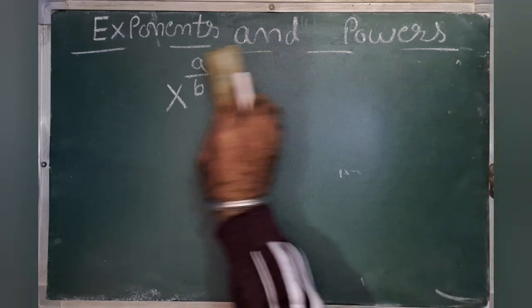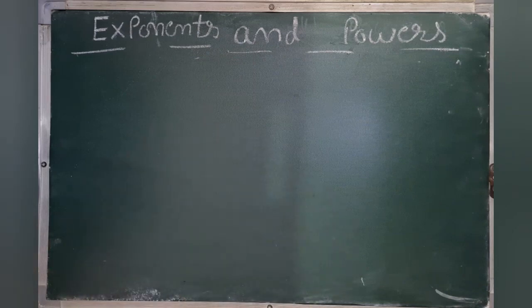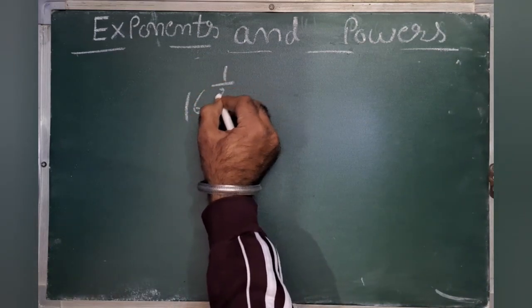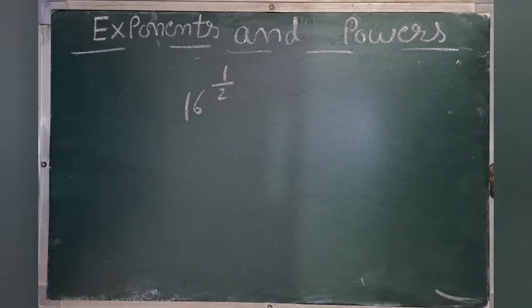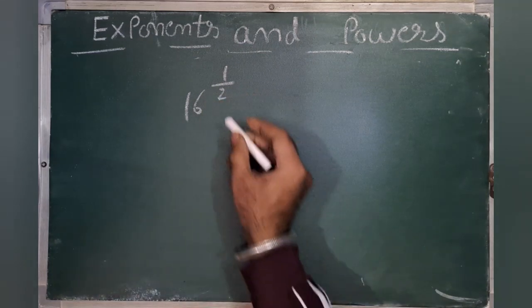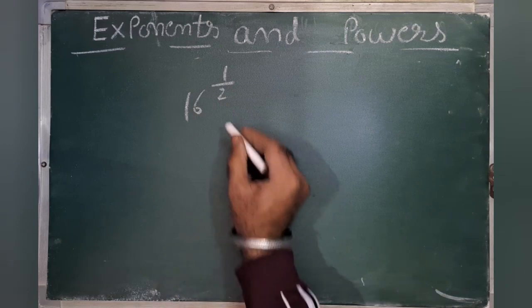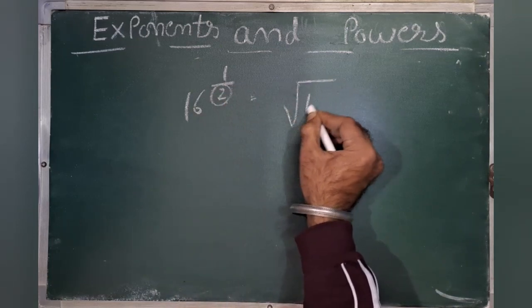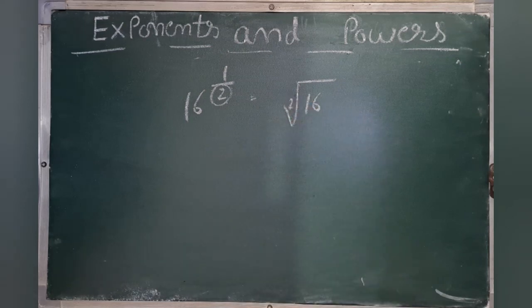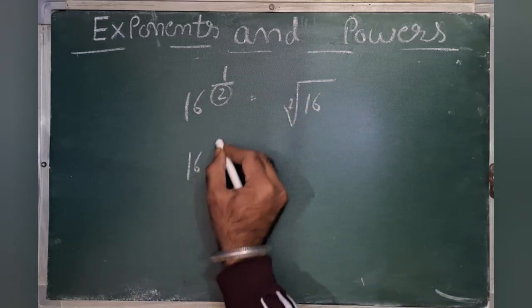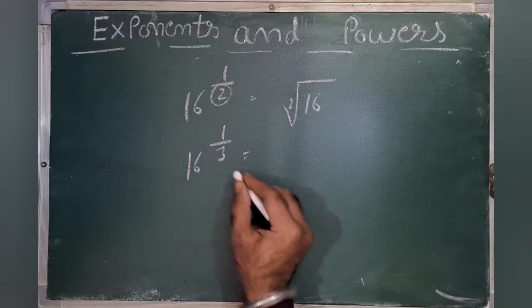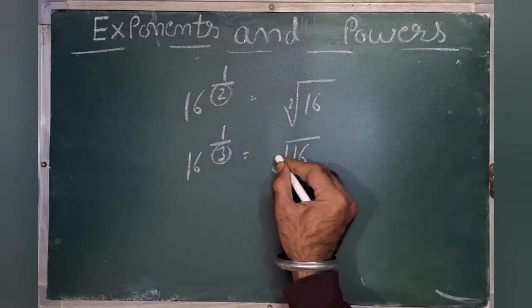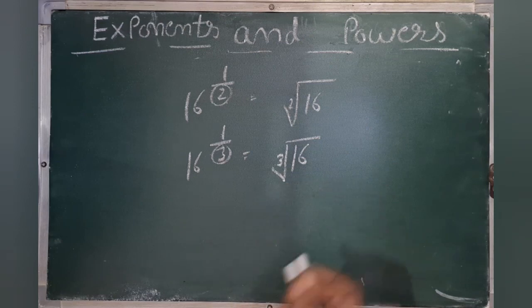Now let's see an example. Suppose we have 16 power 1/2. What do we have to do in this? There are two methods to solve this. Like this 2, which is in the denominator, this will become a square root. One more example. If 16 power 1/3, this denominator becomes third root. Third root means cube root.